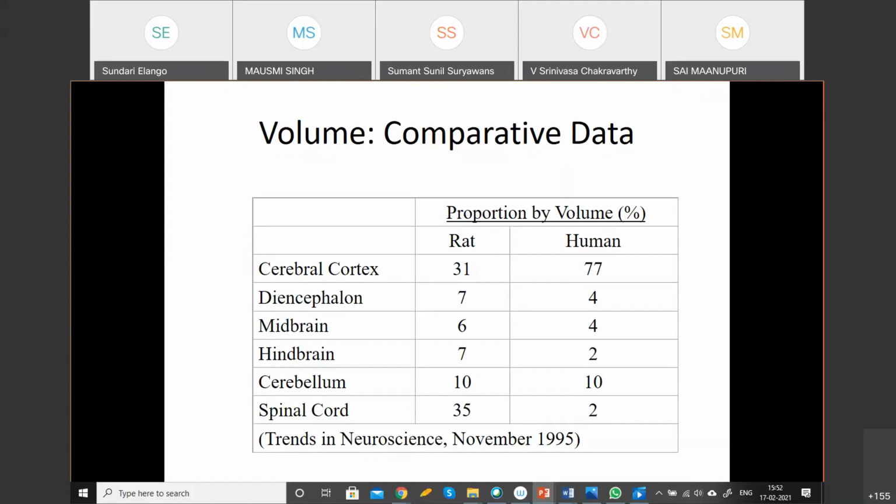In the rat, it is 35%. So even in animals which are endowed with a brain and a spinal cord proper, there are differences. That is, for mammals, the spinal cord volume is pretty high. It's even bigger than the cortex. Whereas if you go to a higher mammal like humans, the relative spinal cord volume is much smaller than the brain proper.